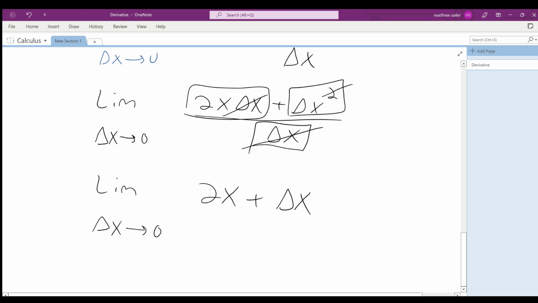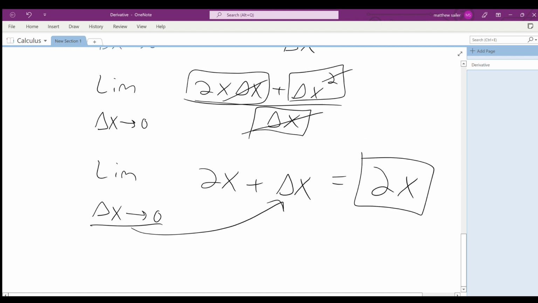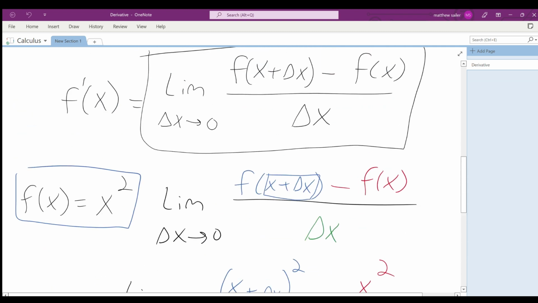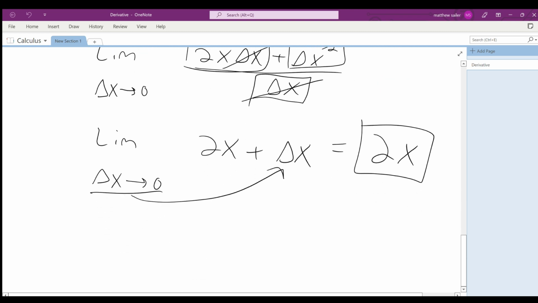Now this limit is much easier to solve because we can just plug it in. Delta x approaches 0 means it equals 0, and we are left with our answer of 2x. 2x is the derivative of x squared. Now there's a much easier way to do this with derivative rules, but just for the sake of learning, if you're learning this for the first time, this is a helpful exercise to go through.